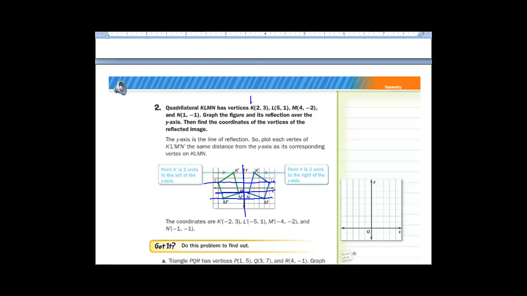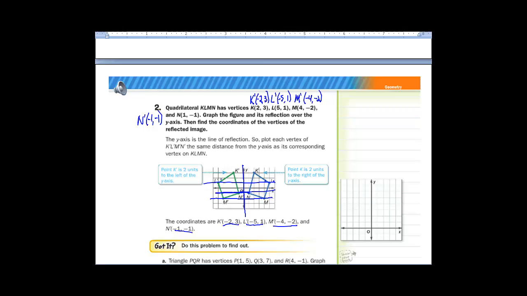So K prime would be (-2, 3). L prime, (-5, 1). M prime, (-4, -2). And the last one, N prime. X values change, (-1, -1). And that's what I got right here: (-2, 3), (-5, 1), (-4, -2), and (-1, -1).